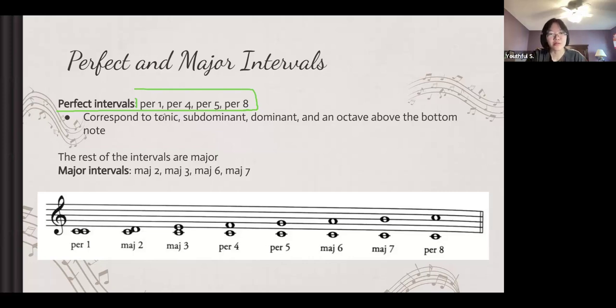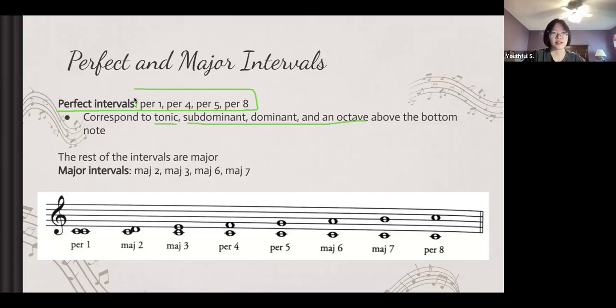And the reason why they're perfect is because they correspond to these important scale degrees, like tonic, subdominant, dominant, and octave. These are the most important scale degrees and chords in music. So that's why we have one. One is just the same note, so of course it's perfect. Five, because it's also the interval that separates each key signature. And it's also important in a lot of other things, like chords.